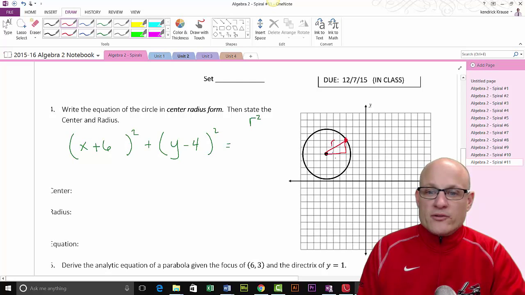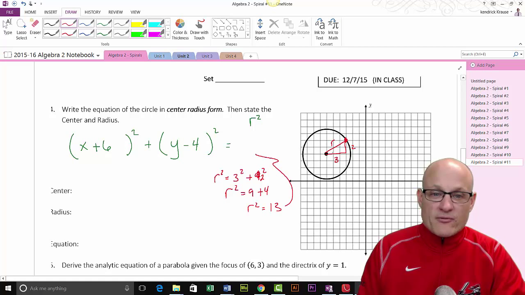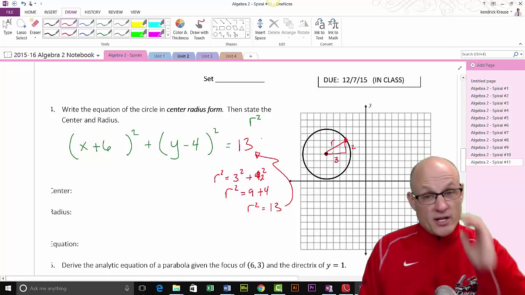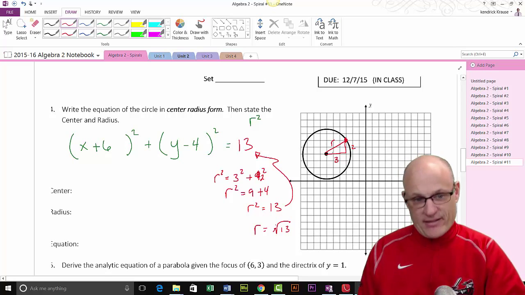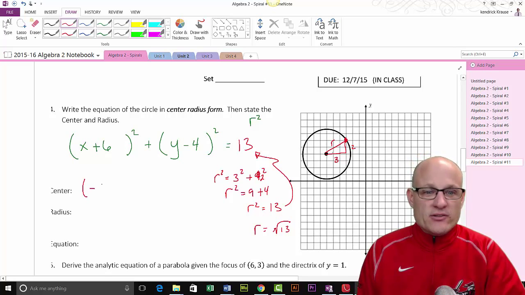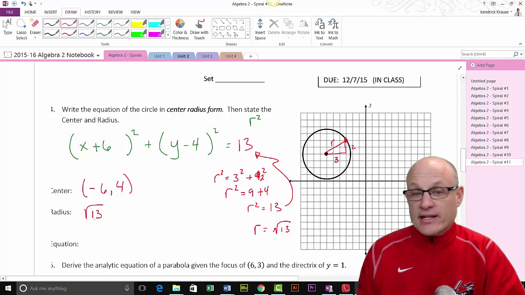This is r, this is 3, and this is 2. So r squared is equal to 3 squared plus 4 squared. Or r squared is equal to, excuse me, it should be 2 squared plus 4 squared, or r squared is equal to 13. Well, I can stop there for this. 13 goes here, because don't forget, r squared goes on the right side. Now, if I want to know what r is, that's equal to the square root of 13. In this case, I'm not putting plus or minus, because it's a length and you don't want a negative length. So my center is negative 6, 4.